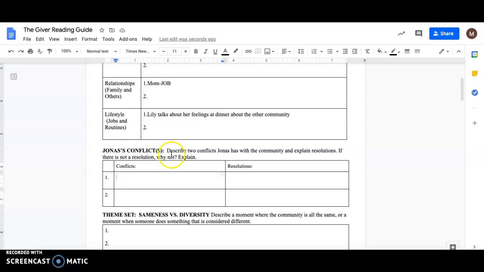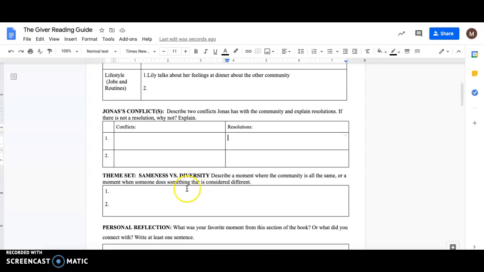Conflicts then is easy. So Jonas's conflicts. Describe 2 conflicts Jonas has with the community in this section and explain resolutions. As the book goes on, Jonas is going to find more and more conflicts. So what is some sort of conflict he has with the community or a rule or something that happens, and tell me if there's a resolution. And if there's not, that's okay too, right? Just explain there's not a resolution to this conflict because, and explain why.